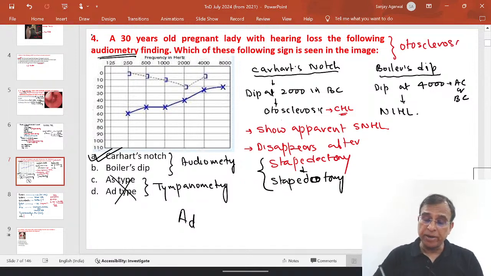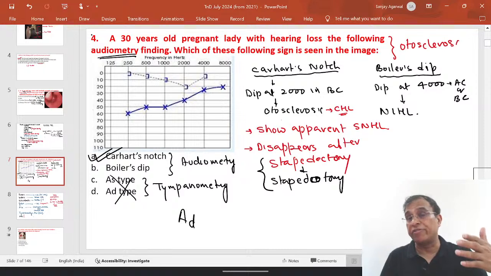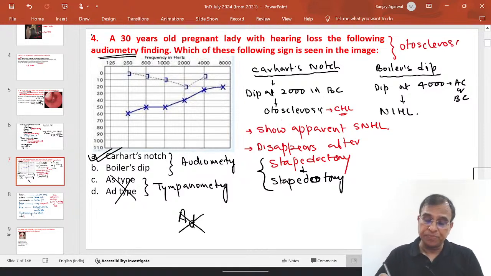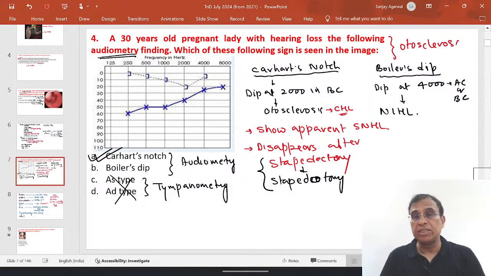But if you repair the ossicular chain, like in this case, where you are putting in a prosthesis, then you do not get an Ad graph. So if you have read this somewhere, it is wrong information. Please correct it in your brains. Okay, that is wrong information.